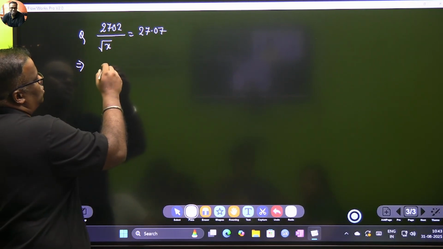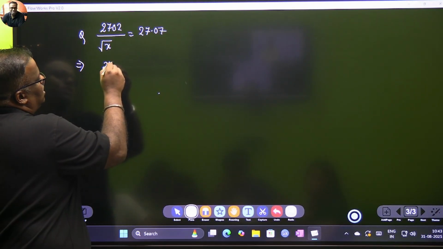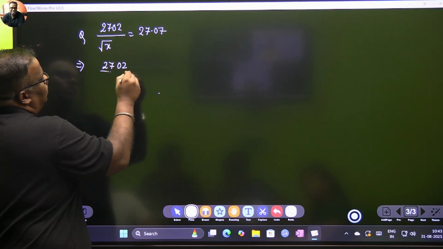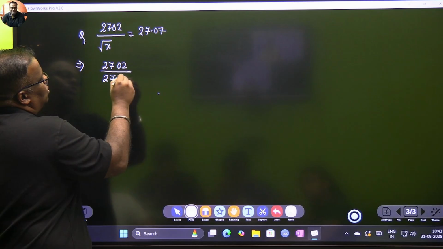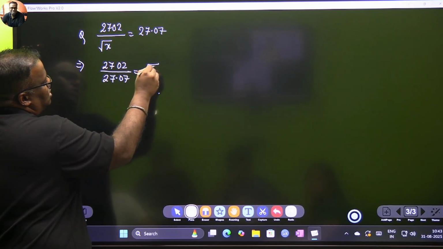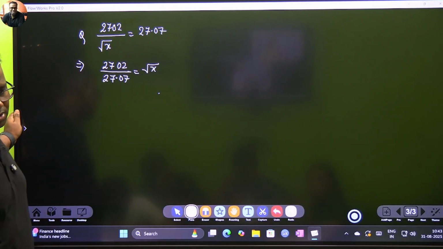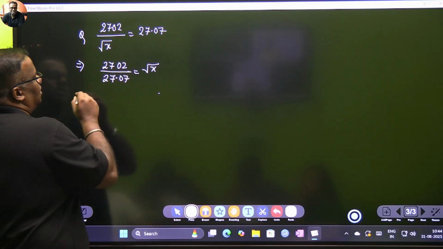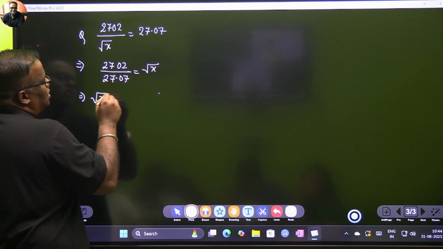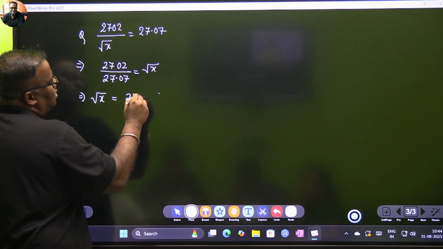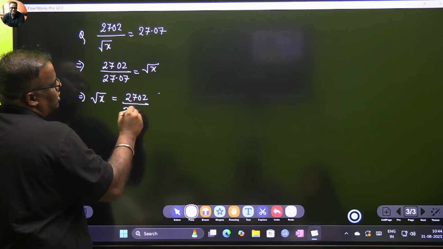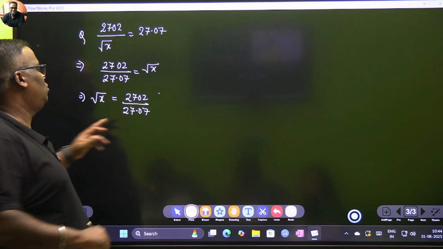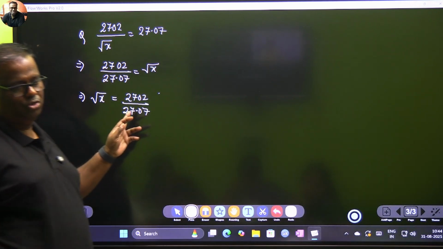Okay, let's try it this way. Can I write 2702 divided by 27.07 is equal to root of x? I have to solve for what? No, what is the question? This is the question. You have to find x. So the root of x is equal to how much? 2702 divided by 27.07. I don't think it should be 27.07, it should be 27.02.